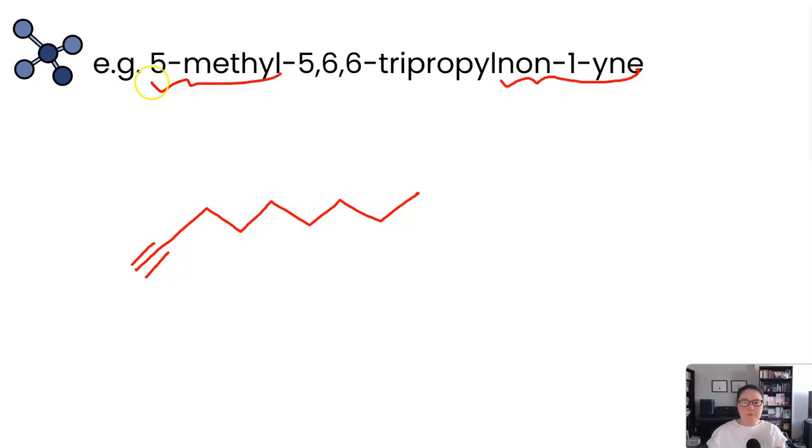So we have our 5 methyl. So 1, 2, 3, 4, 5. 5 has a methyl group. And then 5, 6, 6 tripropyl. I didn't plan properly, so I'm shifting that over a bit. So propyl, so 1, 2, 3 carbons on that carbon 5. Also on the carbon 6 and also on the carbon 7. As you can see, some of these angles might look a little bit wonky, but as long as you're making sure your carbons are distinct, that'll be fine.